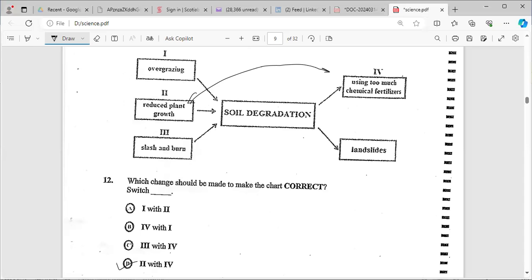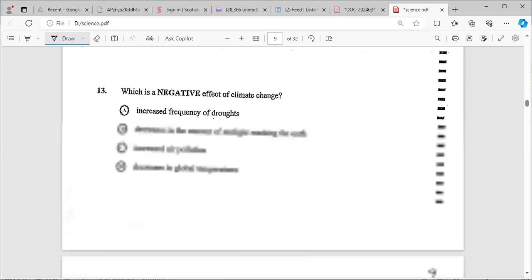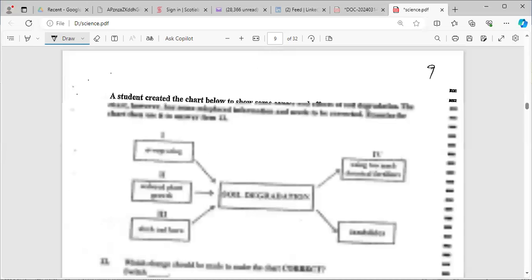All right, let's look at number 13, which is a negative effect of climate change. A, increased frequency of drought. B, decrease in the amount of sunlight reaching the earth. C, increase air pollution. D, decreases in global temperature. And that would be A, increase in frequency of droughts. Let's move on to 14.